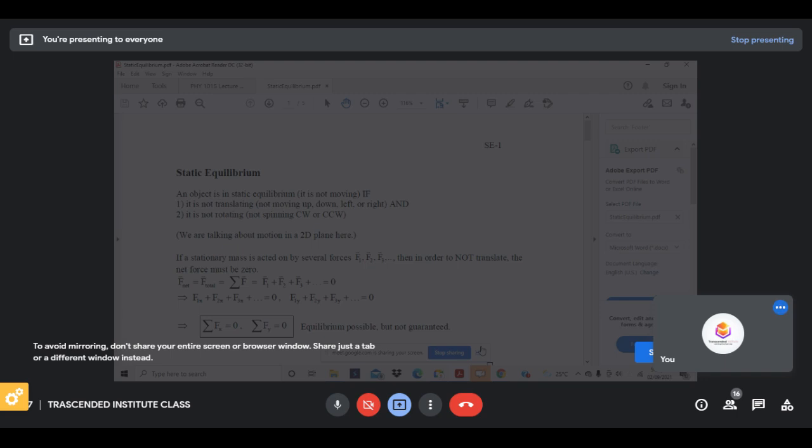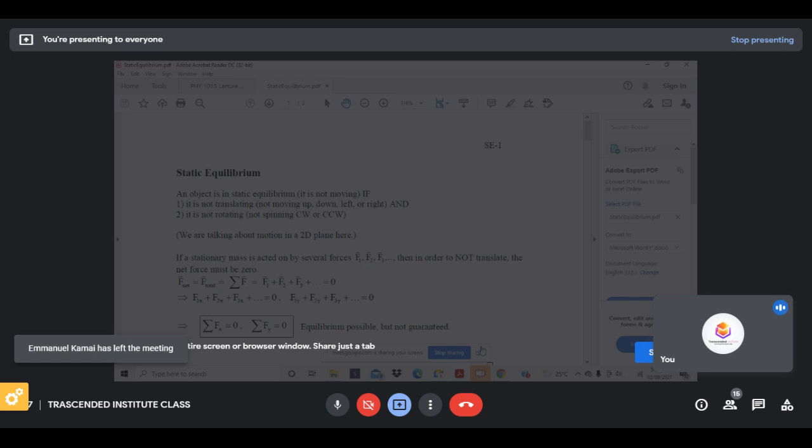Even just before that, we talked about the types of forces: concurrent forces and coplanar forces. Then we moved on and talked about the first condition, which is supposed to be satisfied for static equilibrium to exist. We said if an object is to be in static equilibrium, first of all, the summation of all the forces acting on the object should be equal to 0.